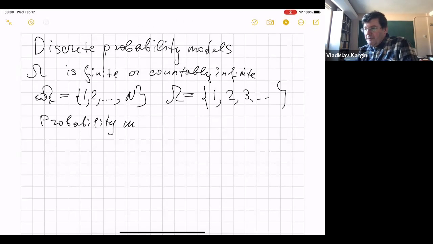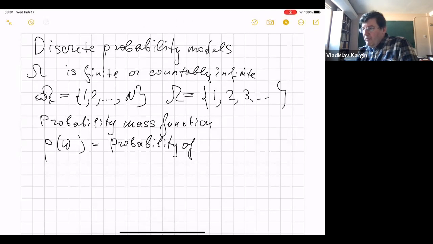Right? And in this case, everything can be described by the probability mass function. This is just the probability of one particular outcome. We will write it P of omega, and this is just the probability of a specific outcome.